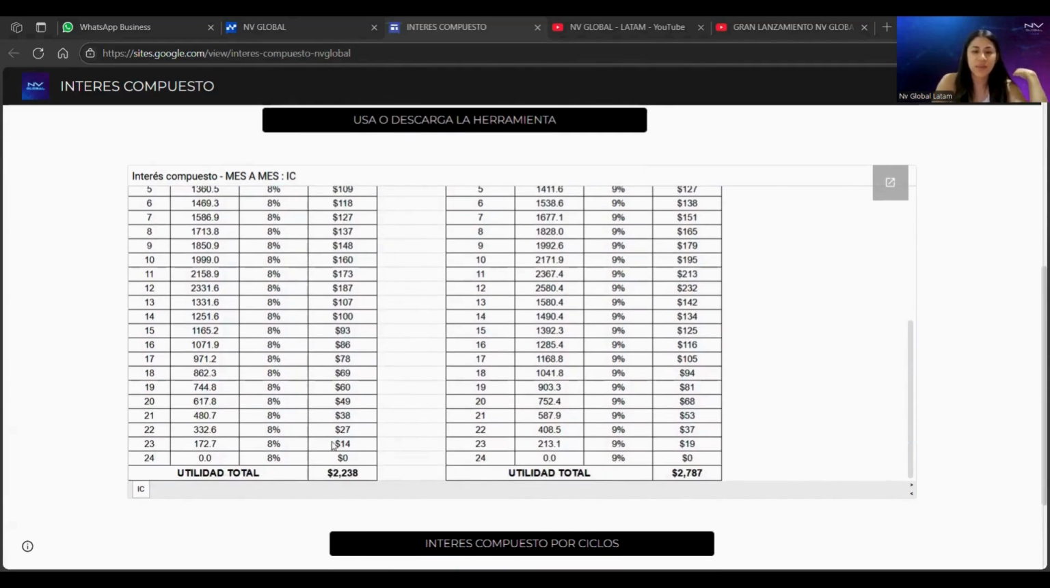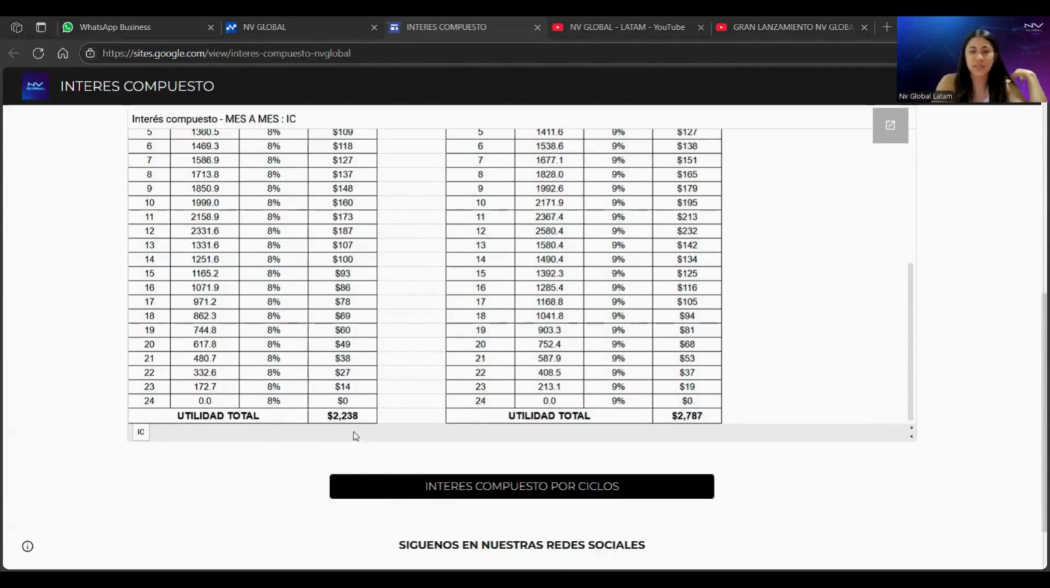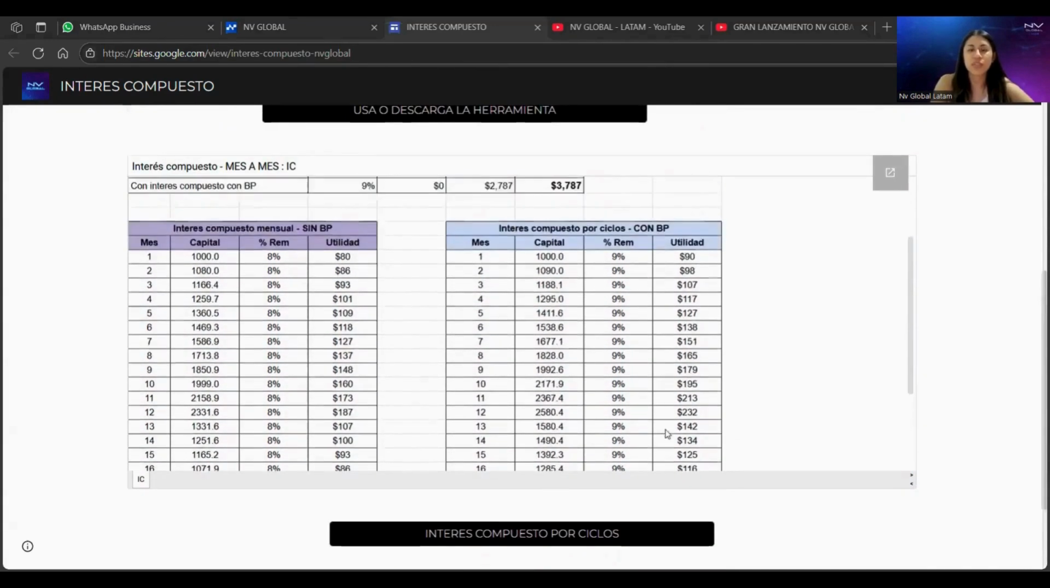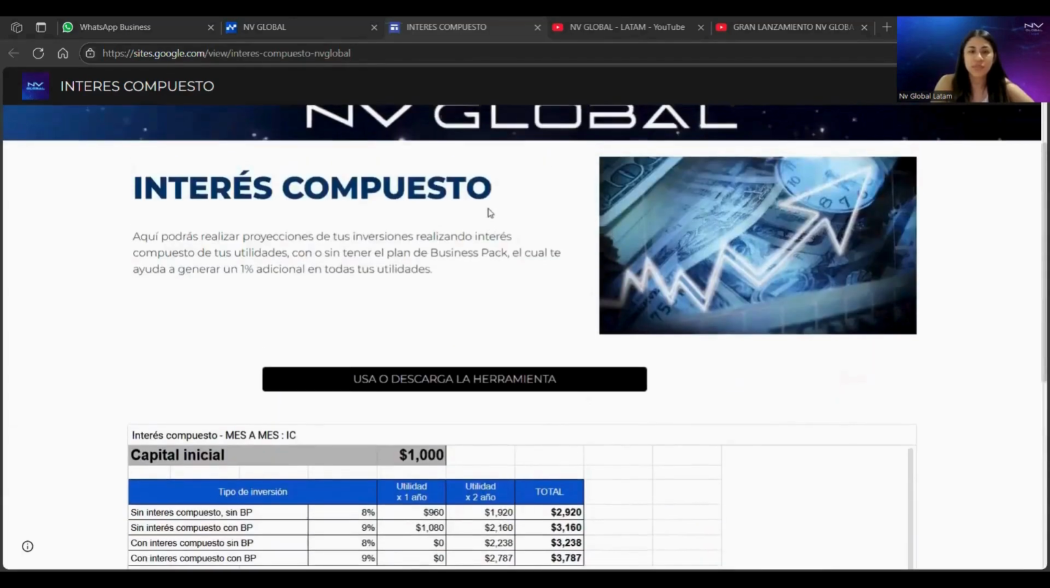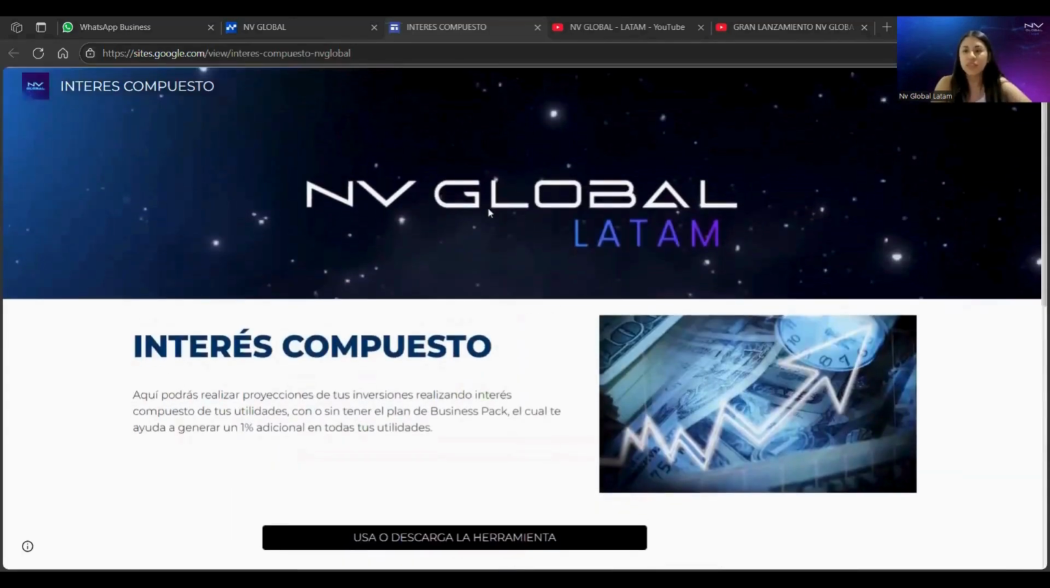If we use compound interest for 2 years without the business pack, meaning we have 8% monthly, we will have $2,238. But if we also have the business pack, we will achieve a profit of $2,787. That's over $500 more even. So that's great. But I also want to show you that here you can see you can download the tool and use it. Check what the numbers would be with $1,000, with $2,000, with $3,000, and so on.